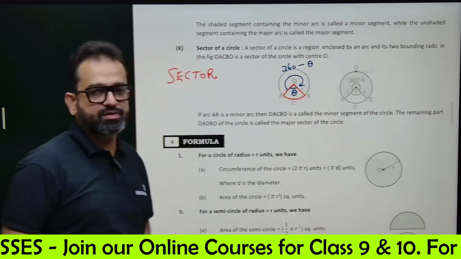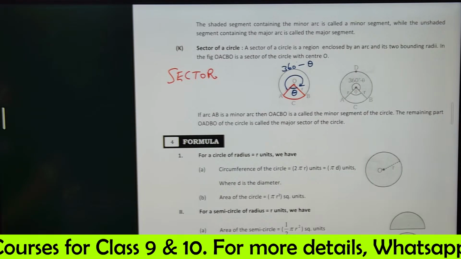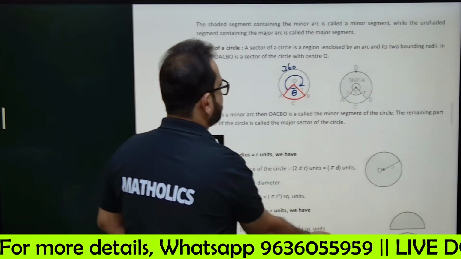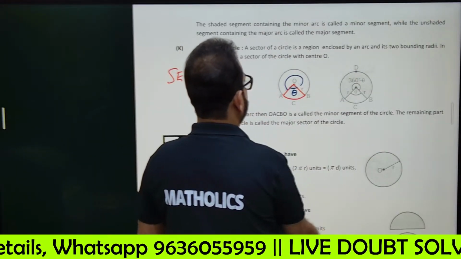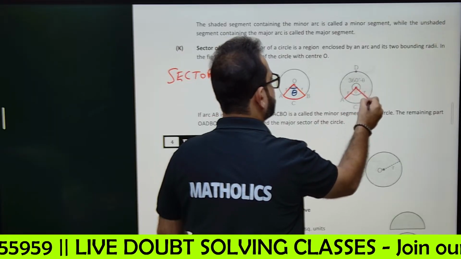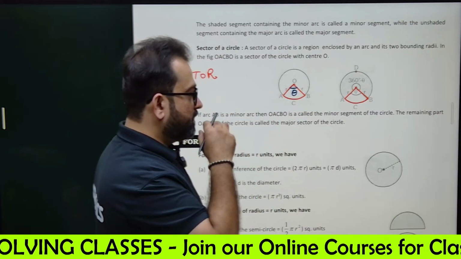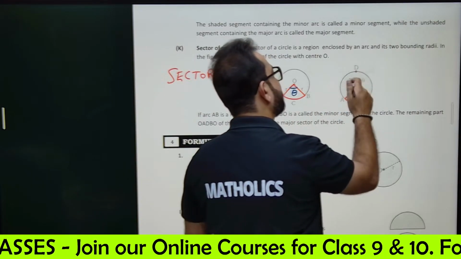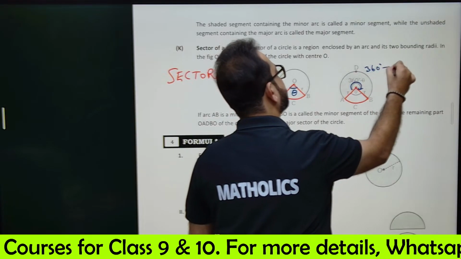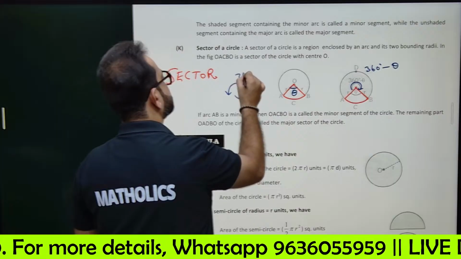Can you see this? If the included angle inside the sector is theta, the remaining angle will be 360 minus theta. In this figure it is clear: if we connect the radii, this is the sector with angle theta, so the remaining angle is 360 degrees minus theta, because the angle around a circle is 360 degrees.